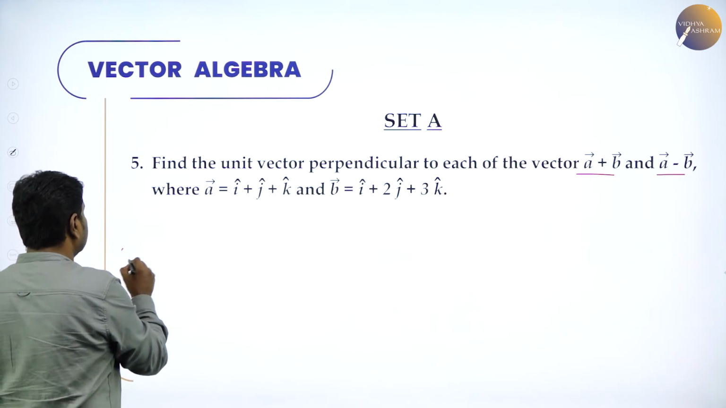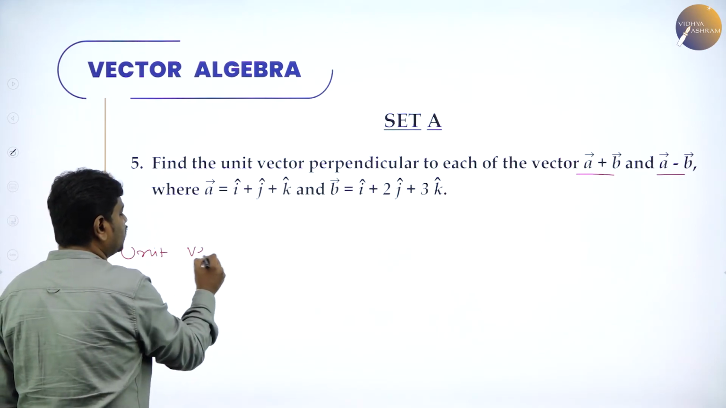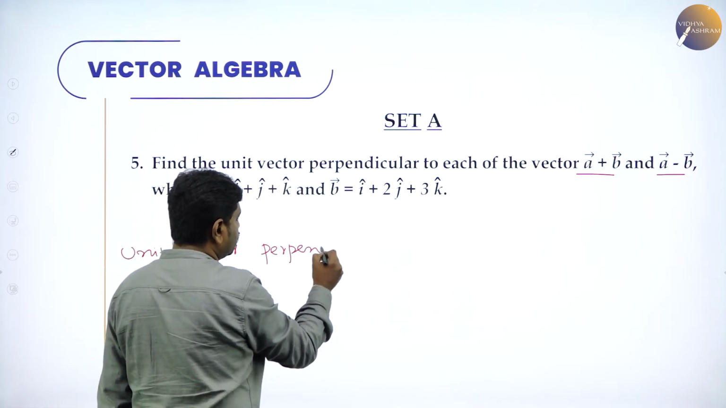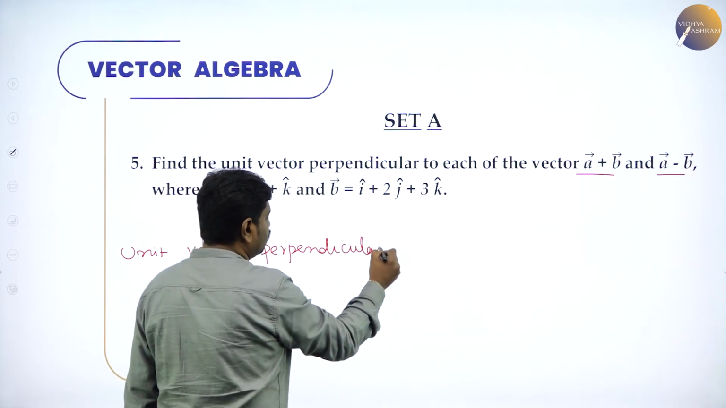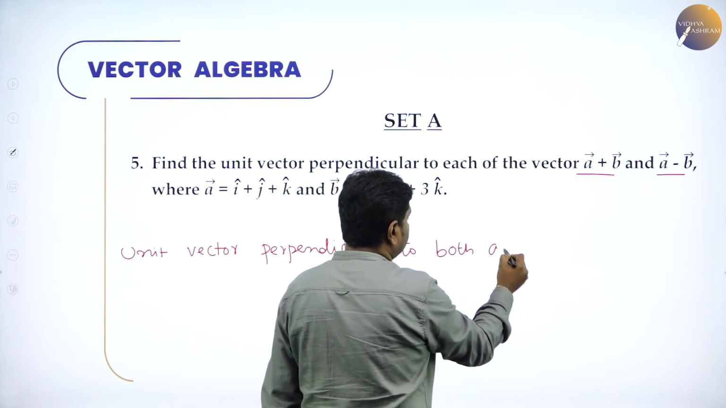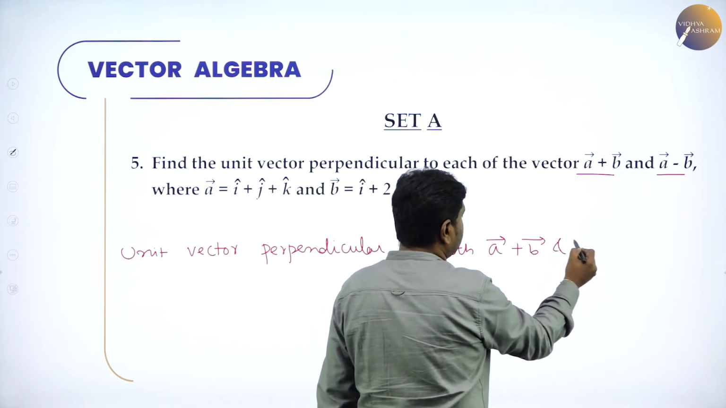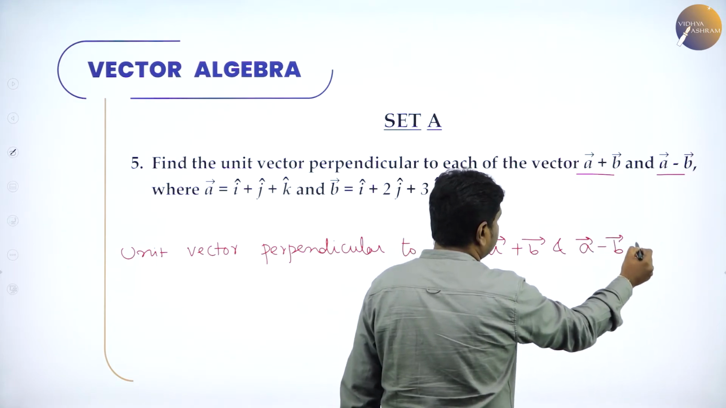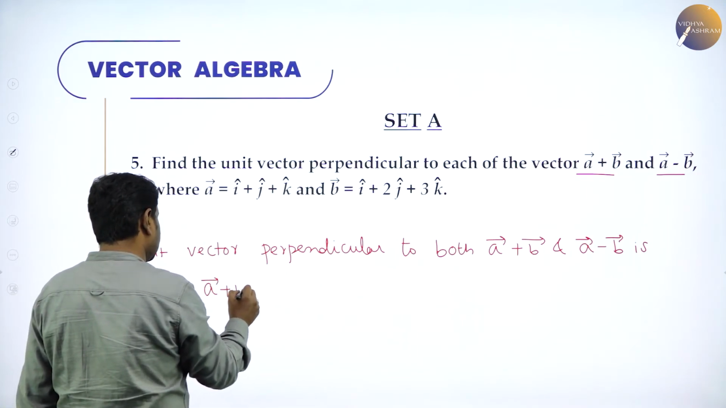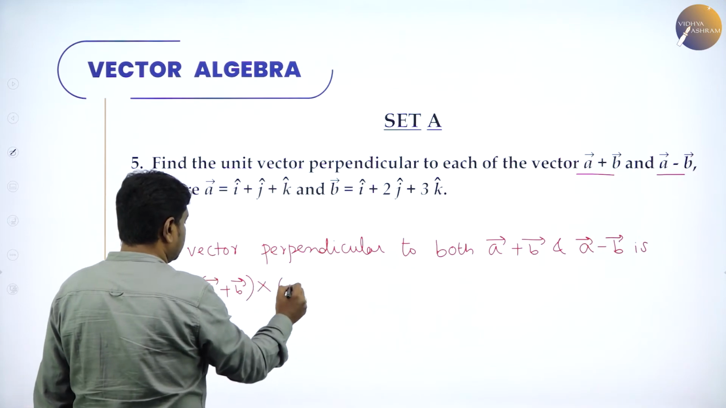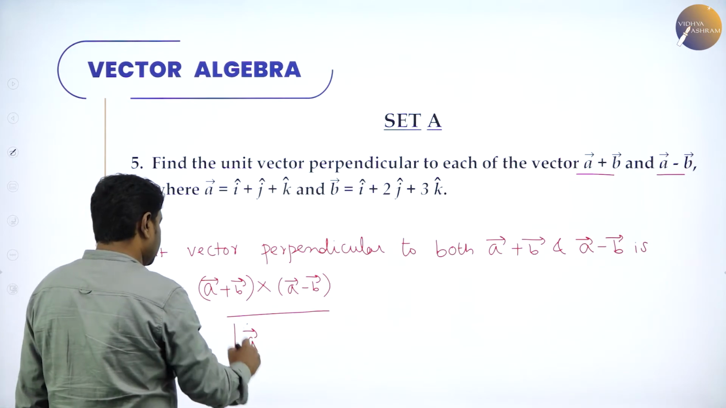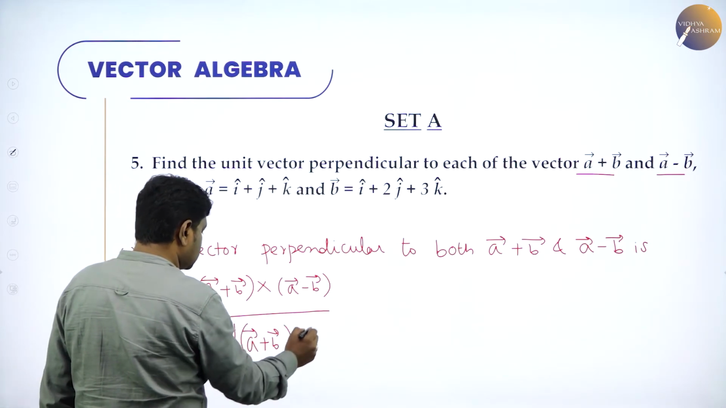First write the formula. Unit vector means what? A vector whose magnitude is 1. The unit vector perpendicular to both vectors A plus B and A minus B, what is the formula? The formula is A plus B cross A minus B, by magnitude of A plus B cross A minus B.